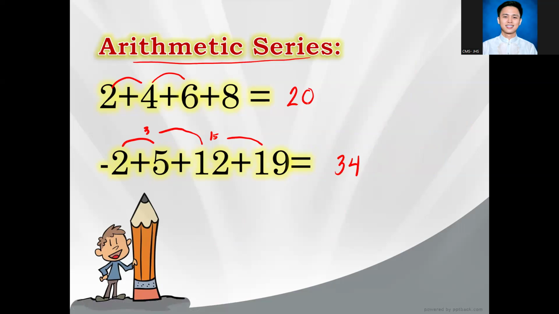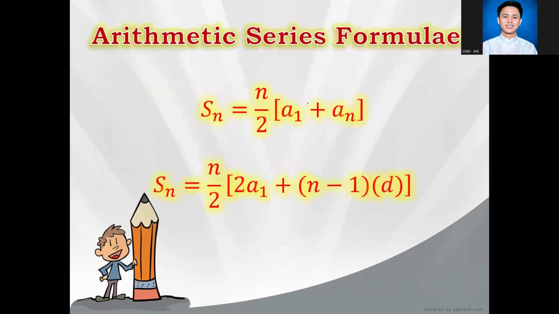Now, there are also cases where the questions or the given are not like these on your screen. That is why we have these formulae. So we have two formulae in solving for the arithmetic series whenever needed. The first formula: S sub n equals n over 2 multiplied by the sum of a sub 1 and a sub n. The second formula: S sub n equals n over 2 multiplied by 2 times a sub 1 plus n minus 1 times d. Now, what's the difference between these two formulas?